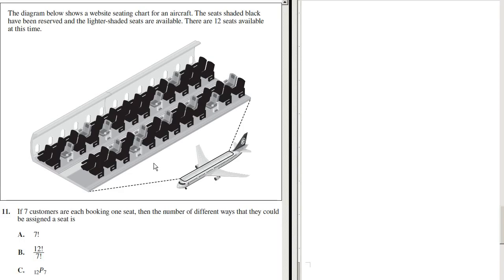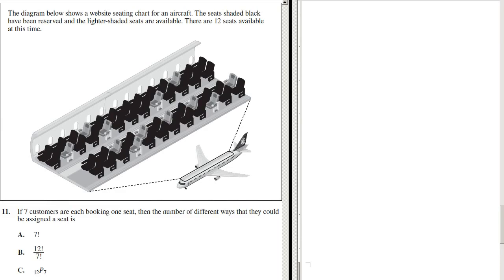7 customers are each booking 1 seat, and we want the number of different ways that they could be assigned a seat that is available. We know that we have 12 seats available to be filled, and there are 7 customers to fill them, 1 customer each seat. So of the 12 seats, we're going to choose 7 of them. And then within those 7 seats, the order does matter.